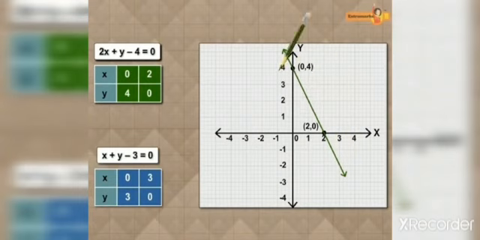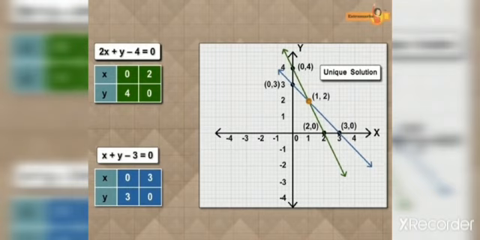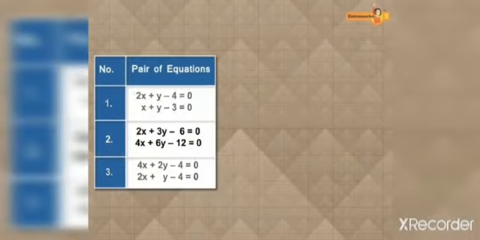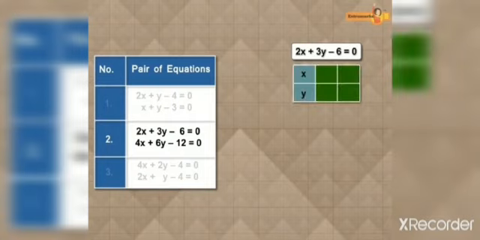Graphically, we observe that the given lines intersect each other at only one point, which is (1, 2). So, there is a unique solution for the given pair of linear equations. Now, take the second pair of linear equations. In the first equation, 2x + 3y - 6 = 0. If we consider x = 0, then we get y = 2. And if we consider y = 0, then we get x = 3.